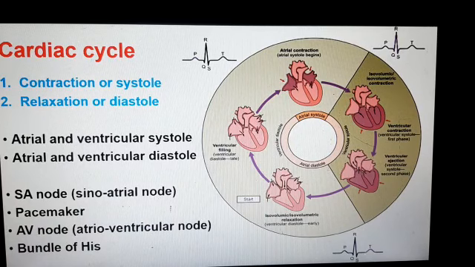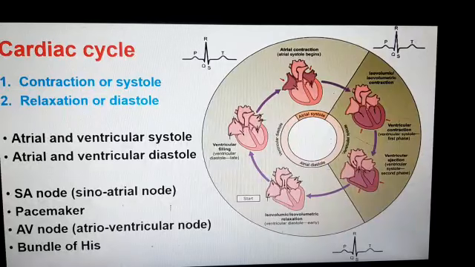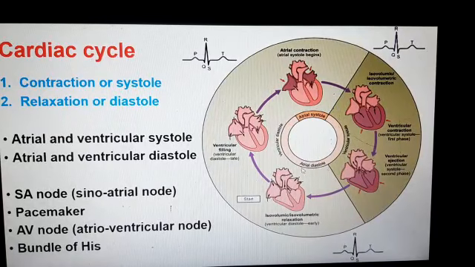The force and time of contraction of the ventricles is much more than that of the auricles. The force of contraction of the left ventricle is the strongest as it has to pump blood throughout the body. So this is about the cardiac cycle. In the diagram you can see atrial systole and atrial diastole, here ventricular systole and ventricular diastole. The process starts here and it continues in a circle throughout life, per heartbeat.